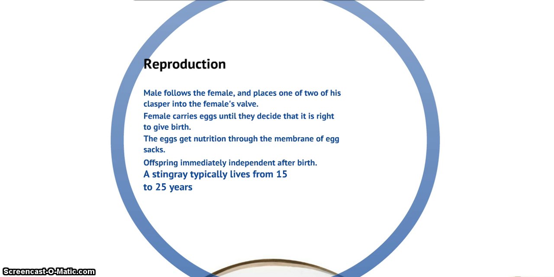Reproduction: stingrays reproduce sexually. The male follows the female and places one of two of his claspers into the female's valve to fertilize the egg. The female carries the egg until they decide that it is the right time to give birth. Notably, there have been stingrays that were observed to carry eggs over a decade. The eggs get nutrition through the membrane of egg sacs while in the female, and offspring are immediately cut off after birth, so they're immediately independent and they have to fend for themselves after birth. Lastly, a stingray typically lives from 15 to 25 years.